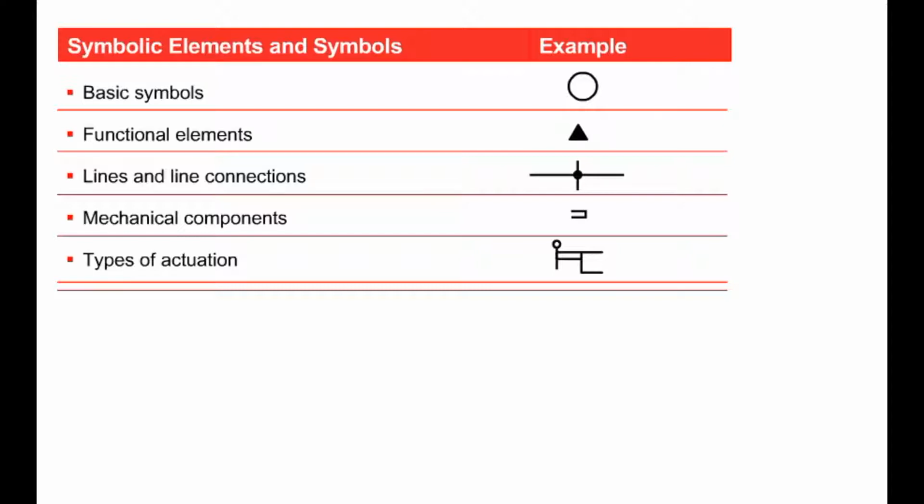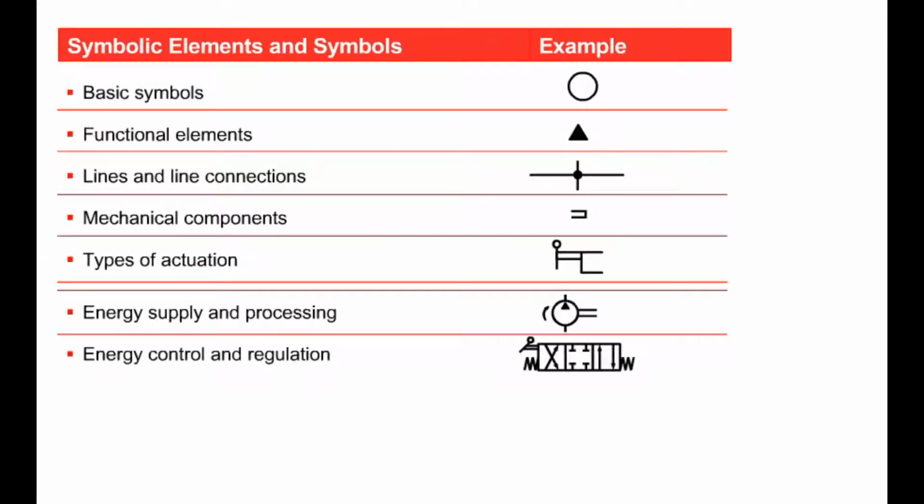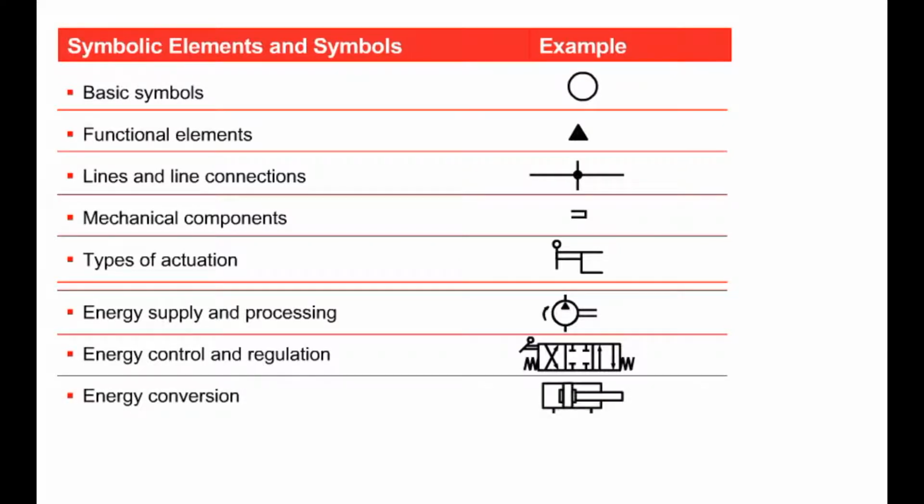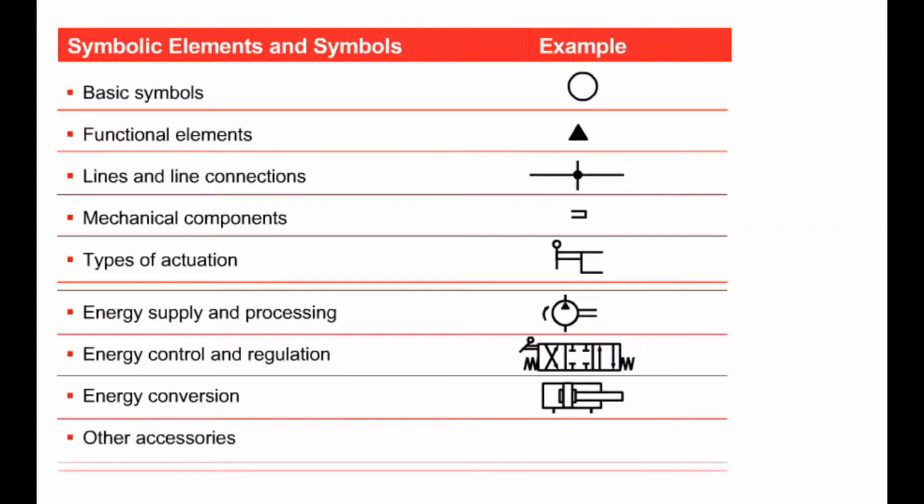There are graphical symbols for all hydraulic components in the functional groups of a hydraulic system. Energy supply and processing, example, hydraulic pumps. Energy control and regulation, example, directional control valves. Energy conversion, example, hydraulic cylinders, as well as other accessories, example, pressure measuring instruments.